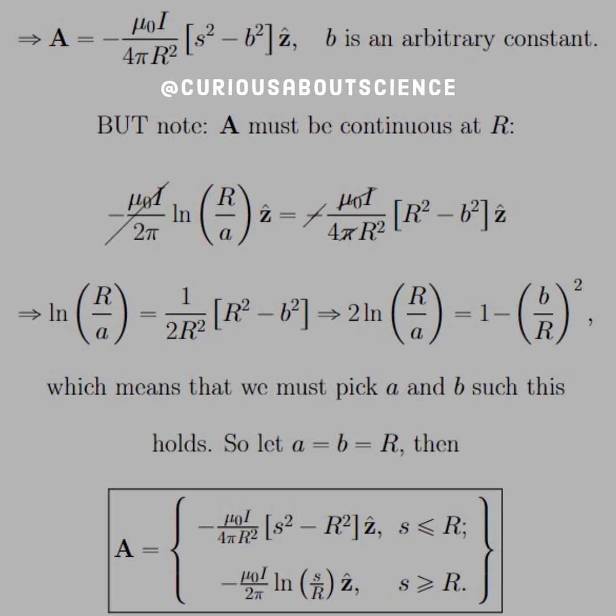And we end up with this expression after simplifying the algebra: 2 ln(R over a) equals 1 minus b over R squared. But in order for this to be true, we need to pick a and b such that this relation holds at the surface. Now we know that if we pick a and b to be R, then we get the same thing, which is 0. So that's what we'll do. After we pick a and b to be R, now we can write A in terms of outside the wire and inside the wire with respect to the radius of the wire. So that was a mess, but it's pretty useful.